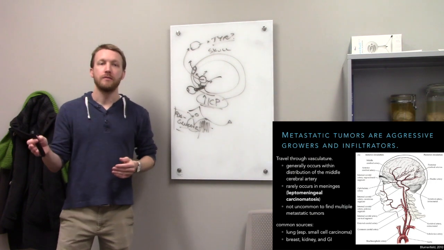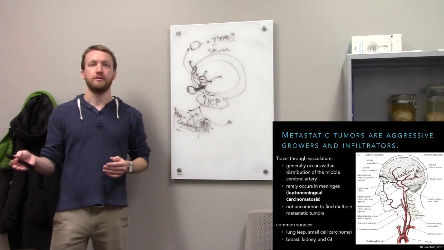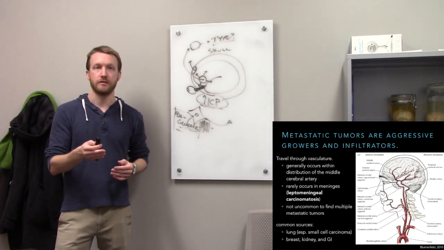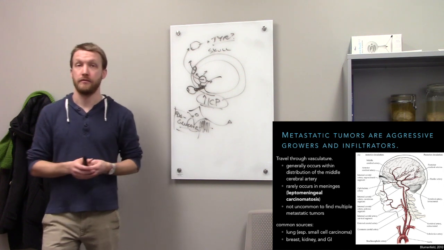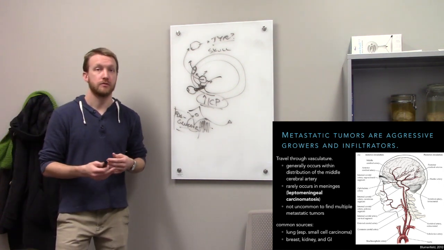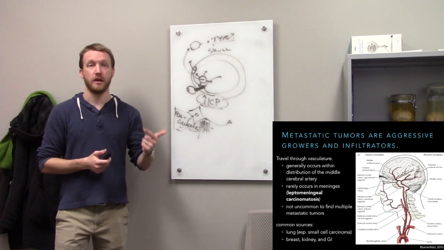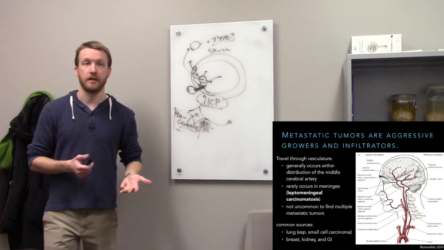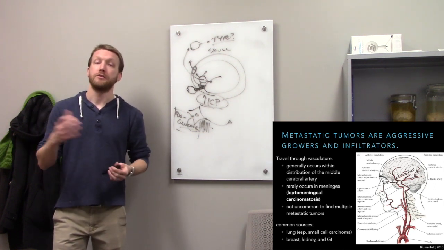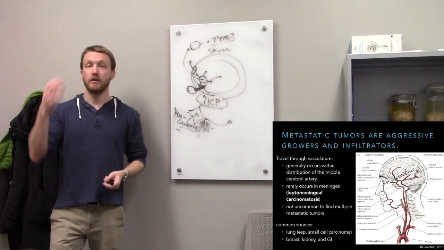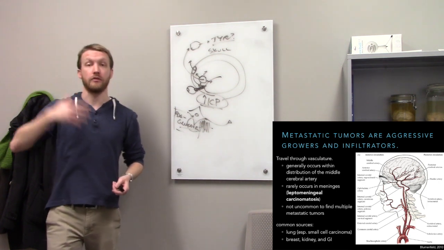Now the non-primary tumors are going to enter the central nervous system through the blood supply. And the most common sources are going to be the lung, breast, kidney, also GI tract. But you know, when you think about blood supply to the brain, this is one of the first organs that's going to be hit after the heart.